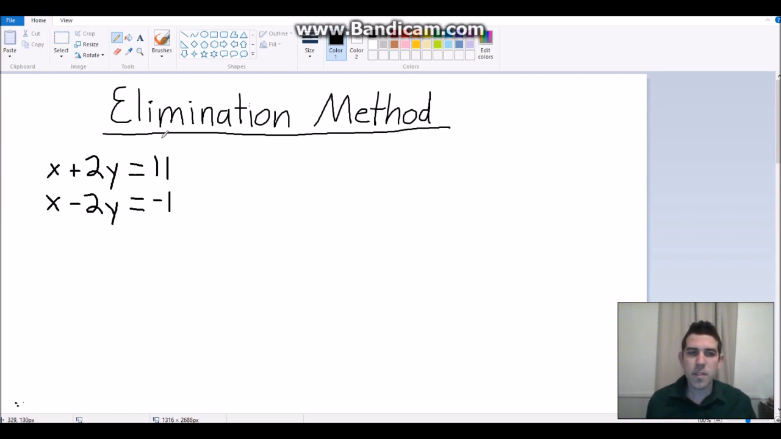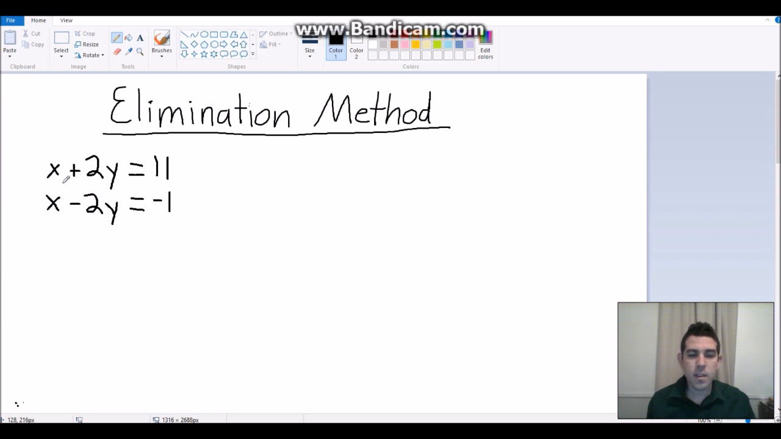Now the elimination method is best used when we have two equations in standard form, when we have x and y on the same side of the equal sign. I've set up an easy one here to show you how it works. Imagine we have two equations, x plus 2y equals 11 and x minus 2y equals negative 1.